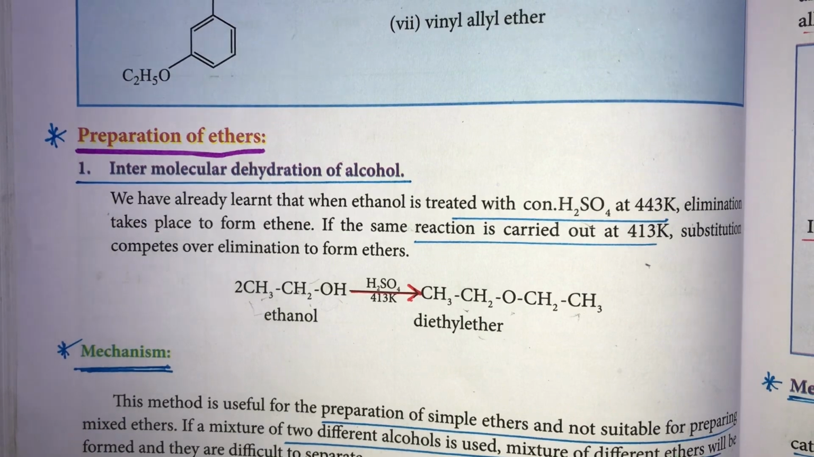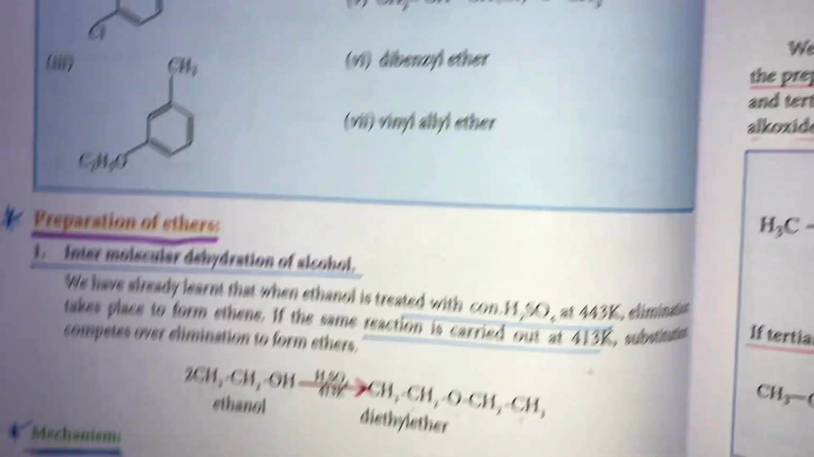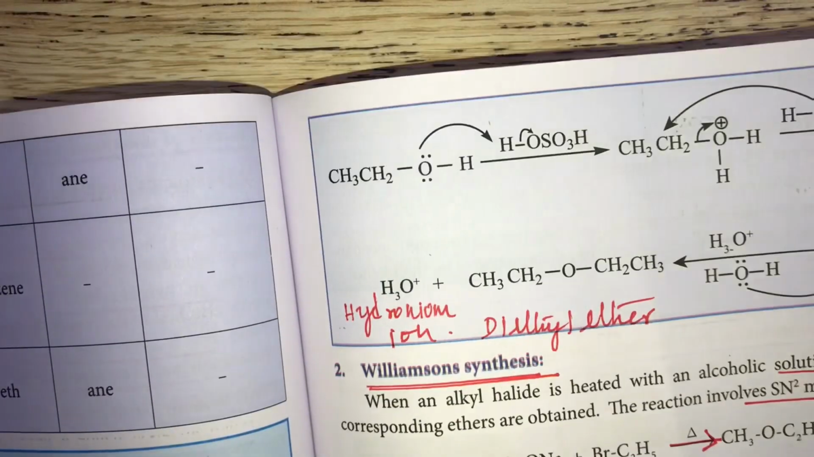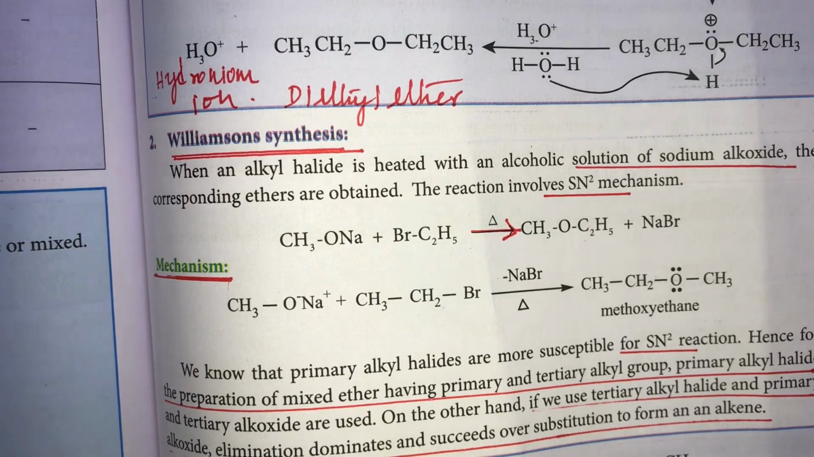So dehydration of alcohol: in the presence of sulfuric acid at 413 Kelvin, alcohol is dehydrated to form ether. Next one is Williamson ether synthesis. What is Williamson ether synthesis?